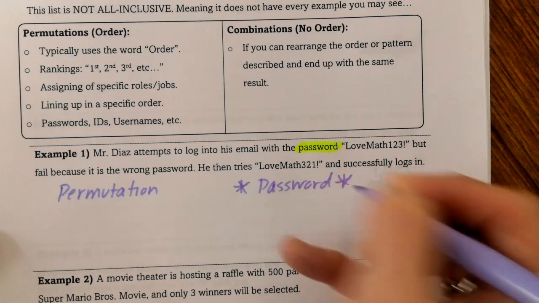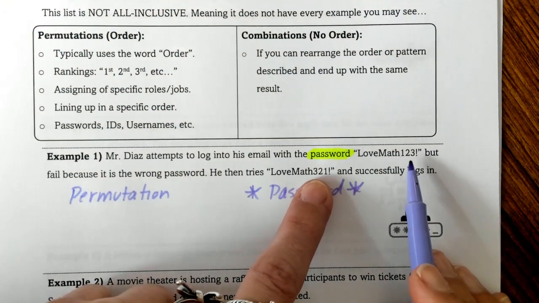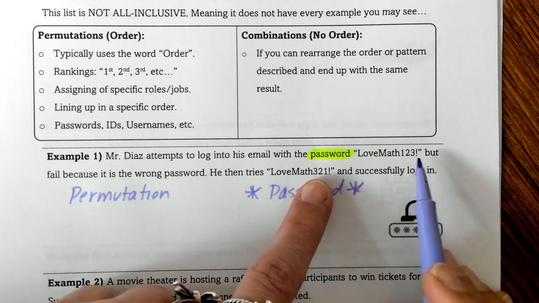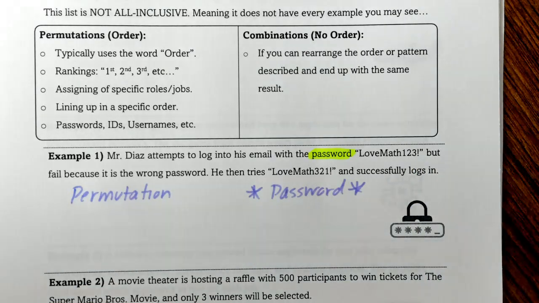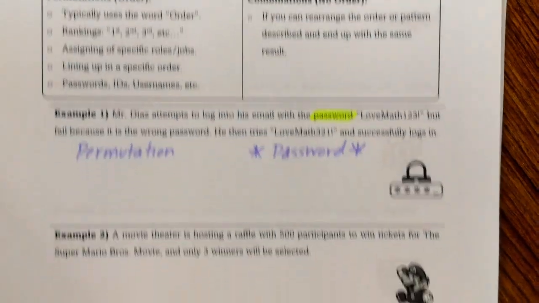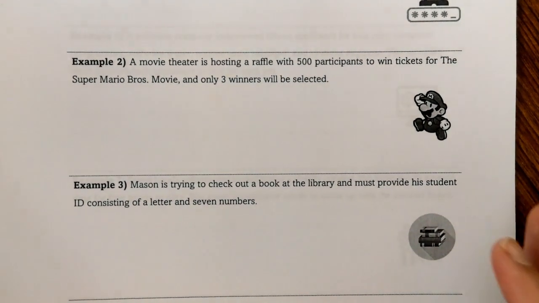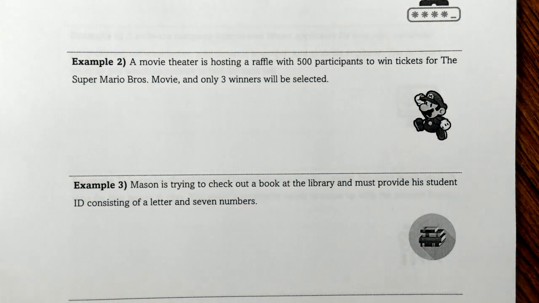Okay, if you take a look at these two, that order is going to matter. He put 1, 2, 3, then he put 3, 2, 1. So once he changed the order, it worked. So he puts it in the wrong order. Order matters. Permutation. The second one, a movie theater is hosting a raffle of 500 participants to win tickets for the Super Mario Brothers movie. Only 3 winners will be selected. Is the order of these 3 tickets going to matter? Does it matter which one's drawn first, which one's drawn second, which one's drawn third?